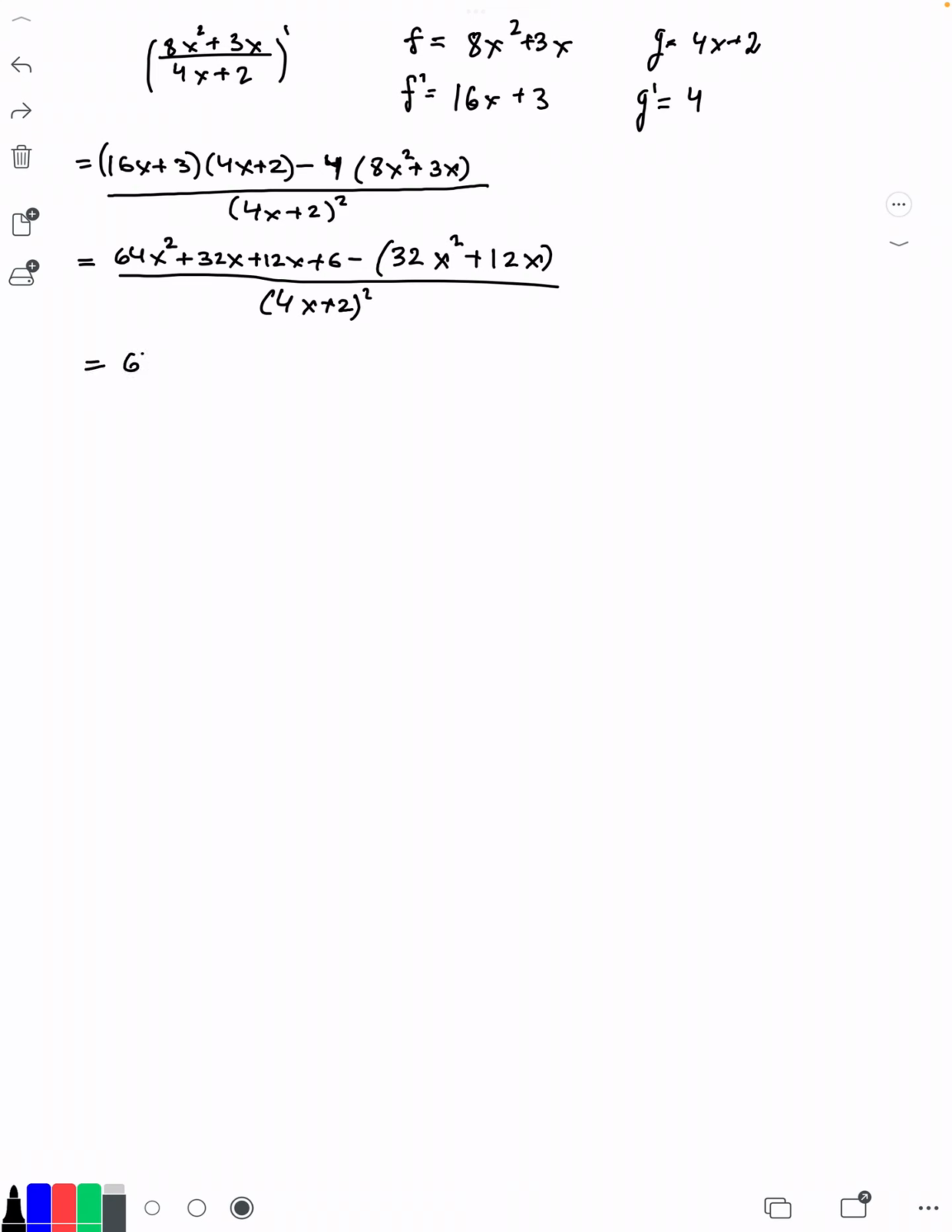Now we're gonna write it down. 64x squared plus 32x plus 12x plus 6, and now minus 32x squared minus 12x, all that is divided by 4x plus 2 squared.